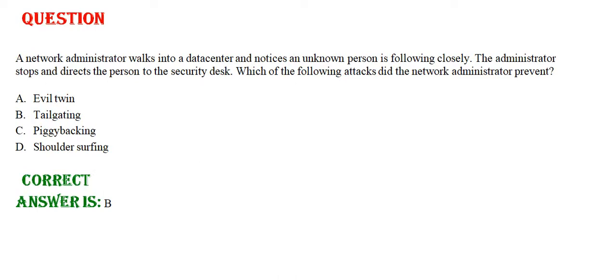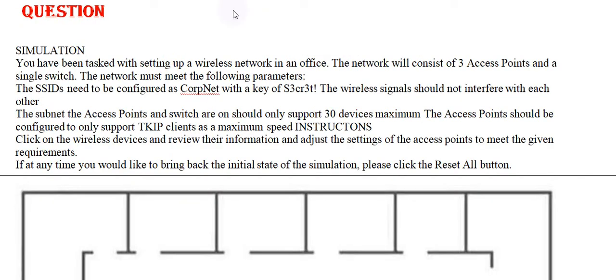The network administrator walks into a data center and notices an unknown person is following closely. The administrator stops and directs the person to the security desk. Which of the following attacks did the network administrator prevent? Option A, evil twin, option B, tailgating, option C, piggybacking, option D, shoulder surfing. The correct answer is option B. Moving towards the next question.